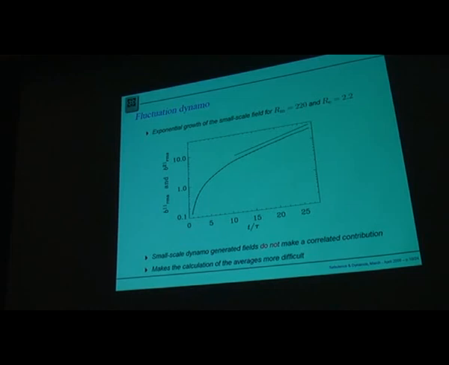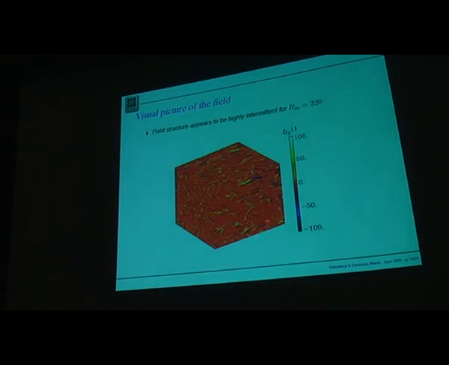If you want to look at how the field looks, this is something what it looks like, and you can clearly see that the magnetic field is very intermittent, meaning that it attains large positive and negative values only at very few places.